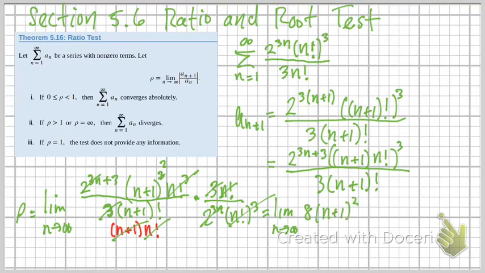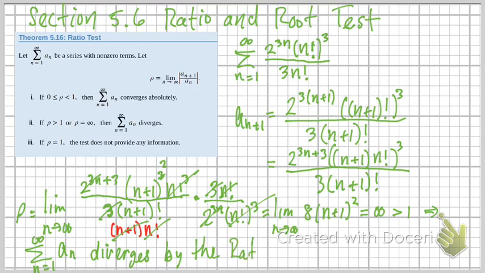And if we think of this limit here, this limit is actually infinity. This would imply that rho is bigger than 1, which implies the series from n equals 1 to infinity of, I'm just going to write a sub n, diverges by the ratio test. I can't just write RT because we have a root test we're going to talk about next.